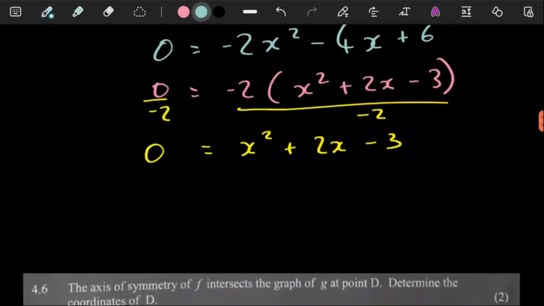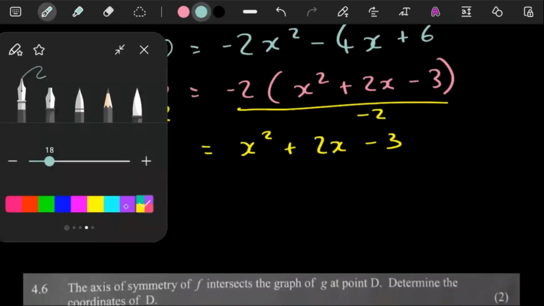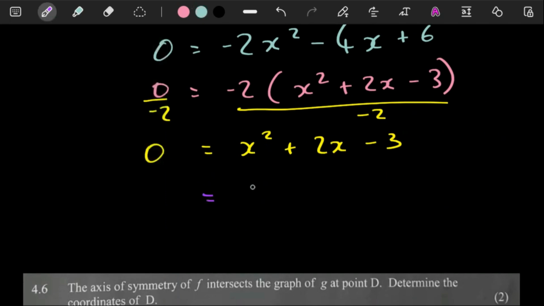Fortunately, this we can factorize because it's just a normal basic trinomial. So we're going to have 2 brackets, factors of 3 that give us a 2. It's just 3 and 1. Since we have a plus 2 here, we're going to say plus 3 and minus 1. And this is x and this is x.